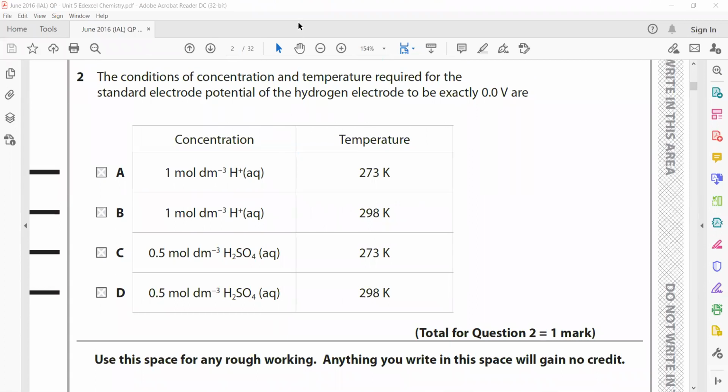In the next question, the conditions for concentration and temperature required for the standard electrode potential of hydrogen. The standard condition is that the concentration of hydrogen ions in the solution should be 1 mole. So either A or B will be the answer. And then the temperature is 25 degrees centigrade or 298 Kelvin. So it will be B.